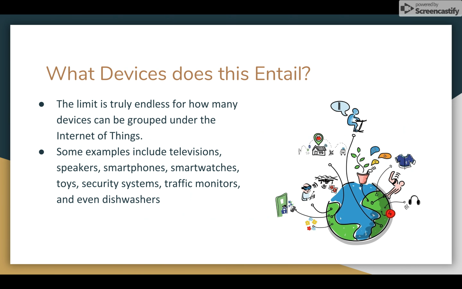So, what devices exactly does this entail? As a whole, this might entail, as we said, smartphones, speakers, traffic lights, security systems, and moreover, more and more today, over the last 4 or 5 years, dishwashers, appliances, thermostats, things of that nature have been used in the Internet of Things spectrum.